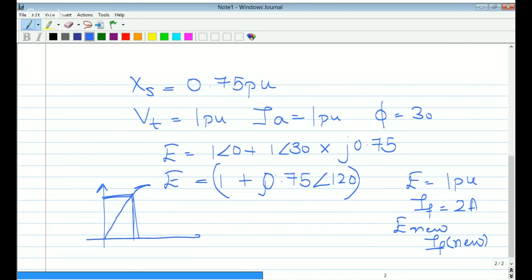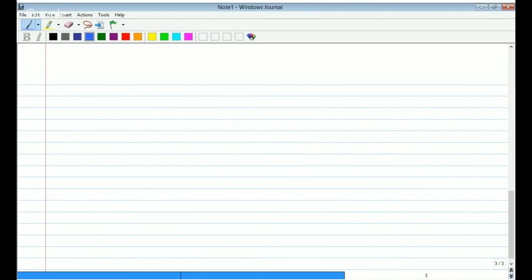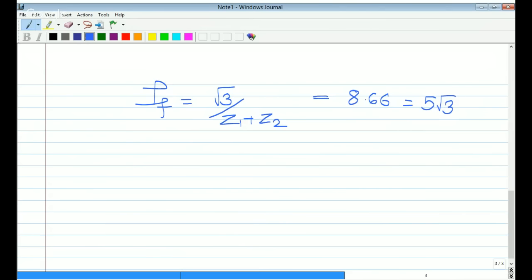Next is from Alok Bhardwaj. Magnitude of fault current for a line to line fault, I think, is 8.66 pu. If pre-fault voltage at fault point is 1 pu, then what is the value of Z1 plus Z2? Now fault current in line to line fault is root 3 upon Z1 plus Z2. It is given to me as 8.66. Okay, 8.66 means 5 root 3. Now this means Z1 plus Z2 is 1 by 5. So that is the value of Z1 plus Z2.